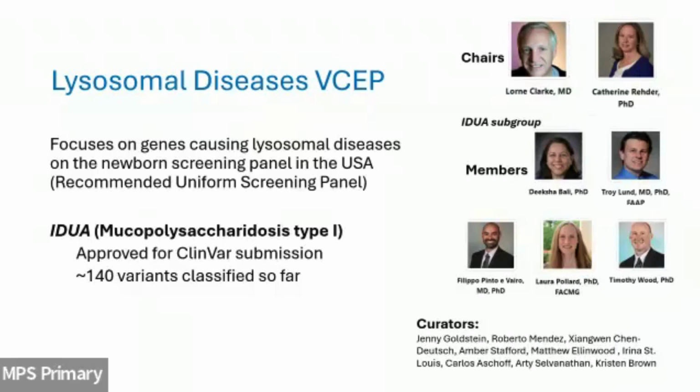So we were very recently approved by ClinGen to start with our ClinVar submissions, so we can actually start sharing our variant classifications and supporting data to ClinVar. So we're very excited about that. It just happened in the last couple of weeks. We have about 140 variants classified so far, and we will continue to go ahead with that variant classification and share that data as well.